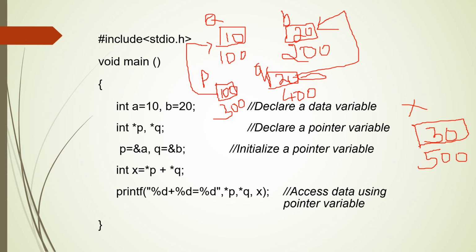Then when I execute the statement printf("%d + %d = %d"), it's a format specifier. Why is it %d? Because all these variables are integer variables. So *p means 10, and 10 will be substituted here. Then *q means 20, and 20 will be substituted here. 10 plus 20 is equal to x. x is 30, so 30 will be printed.